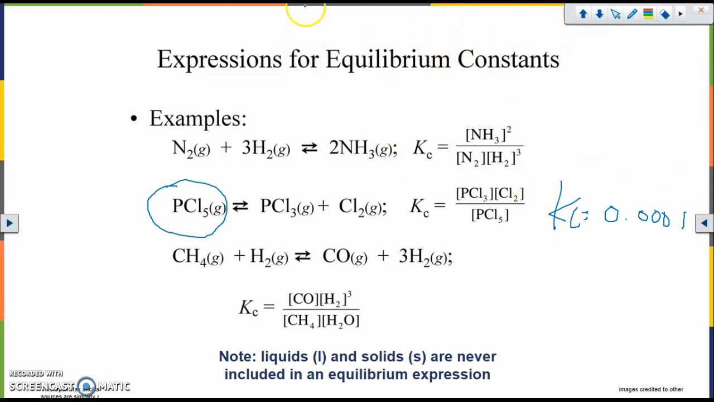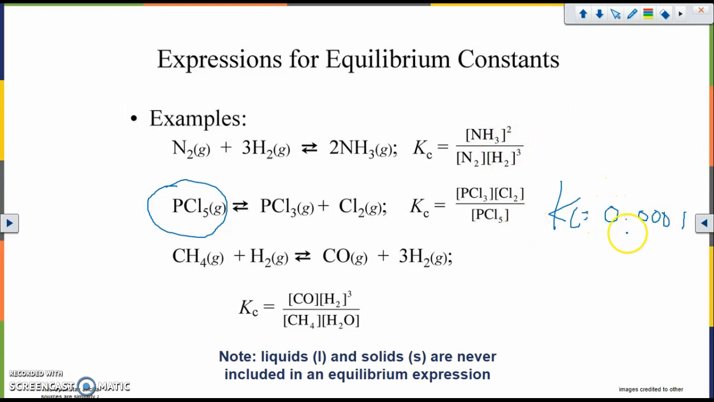If the equilibrium constant is bigger than 1, the dominant species is the product. If the equilibrium constant is less than 1, the species that's dominant is the reactant. And if it's equal to 1, both products and reactants are equal at equilibrium.